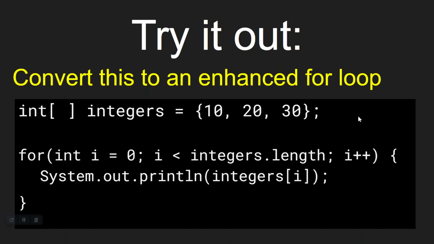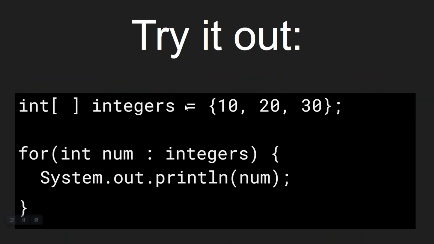I'm assuming you paused the video and you tried it out. Let's go ahead and check out the answer. So here we go. This is an array of integers. So we would say for and then open our parentheses, and int is what we would put. Integers is the name of the array.